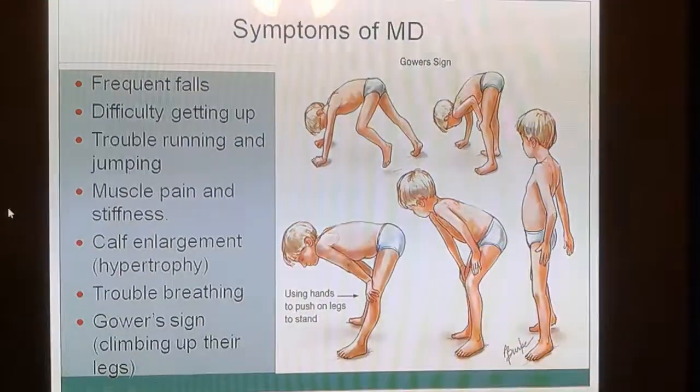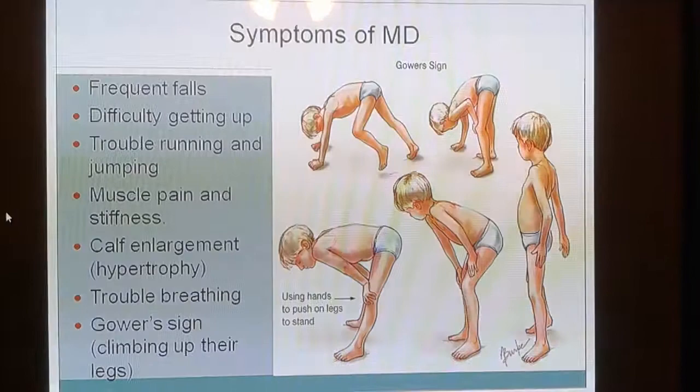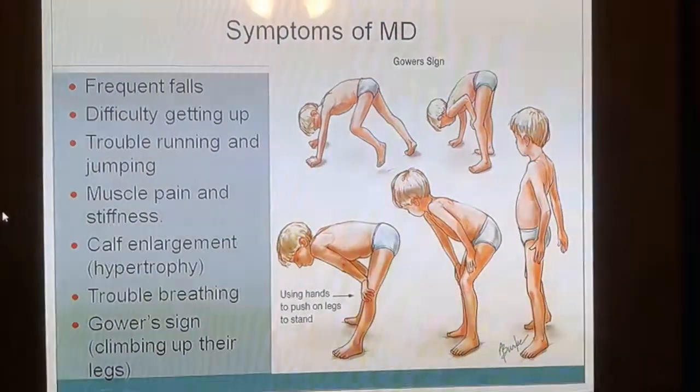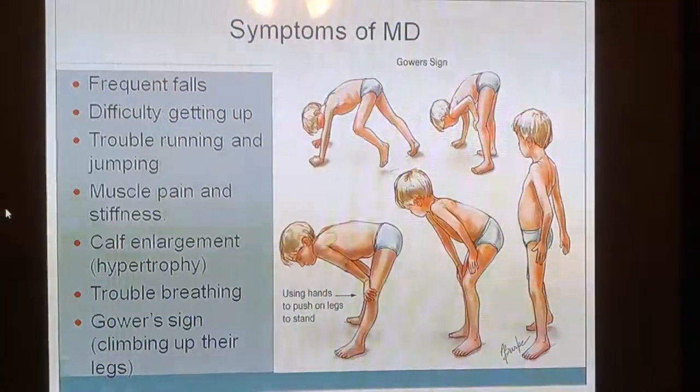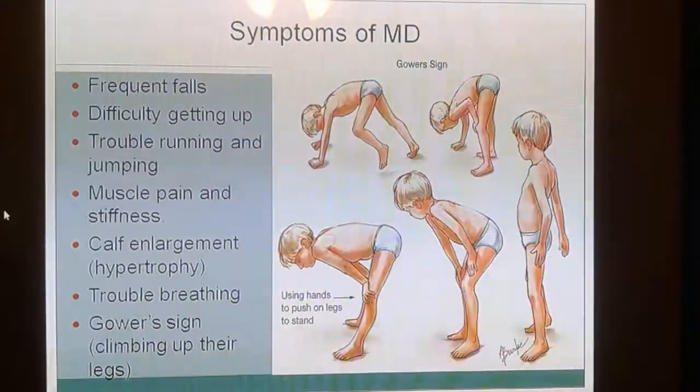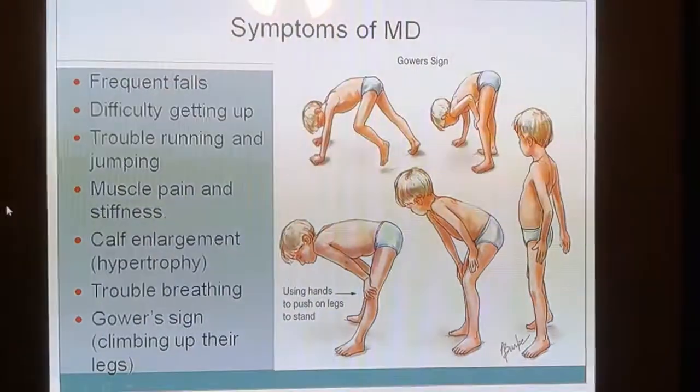Here the little boy is having difficulty trying to get up, and he's using his hands to push himself on his legs, trying really hard to get up, and finally he stands up.